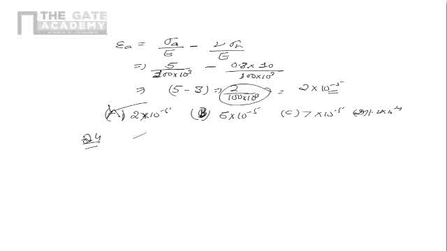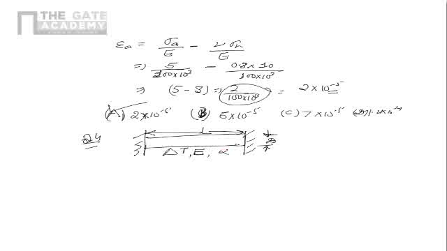So we have a steel rod like this. Its length is L, and its diameter is D. Now this rod is subjected to a temperature increase of delta T. That's the temperature increase. Young's modulus is E and coefficient of thermal expansion is alpha for this material. So what is the thermal stress induced in the rod?